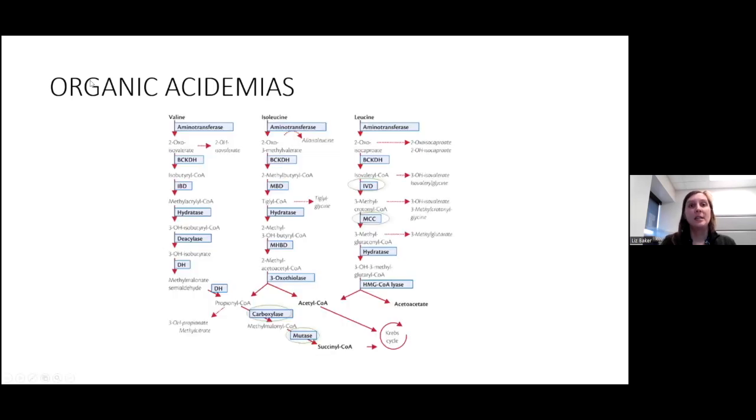This is looking at those 3 branched chain amino acids and all the enzymes that go through. The ones that I circled are those enzymes that cause isovaleric acidemia, 3-MCC, propionic acidemia, and MMA. And then these arrows are just showing you the organic acids that we'll find when we do that screening. You don't need to know that, but that's just for your own knowledge.